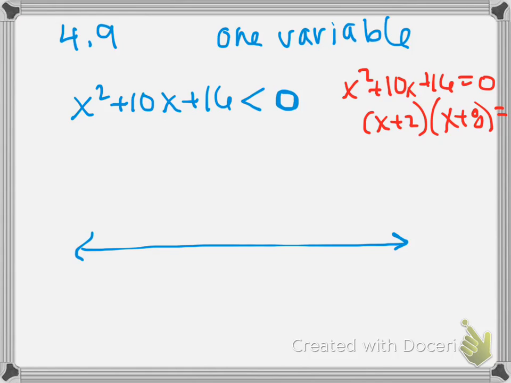So then I know that my two intercepts are at negative 8 and negative 2. Now, because it's not equal to, I'm going to have open circles. So now the question is, do I shade in between? Do I shade to the right? Or do I shade to the left? Which one of those is going to be the right way to do it?